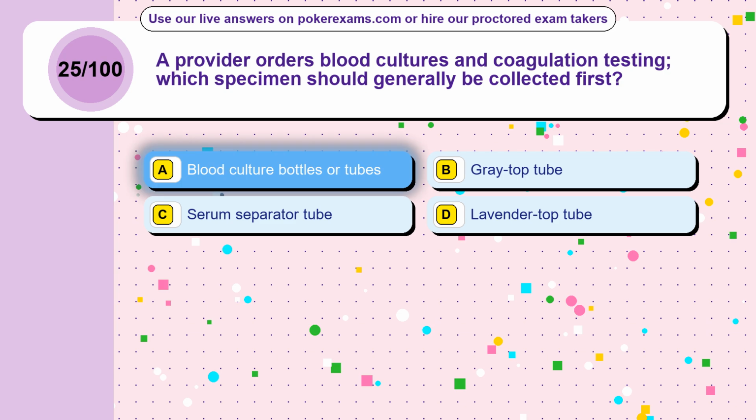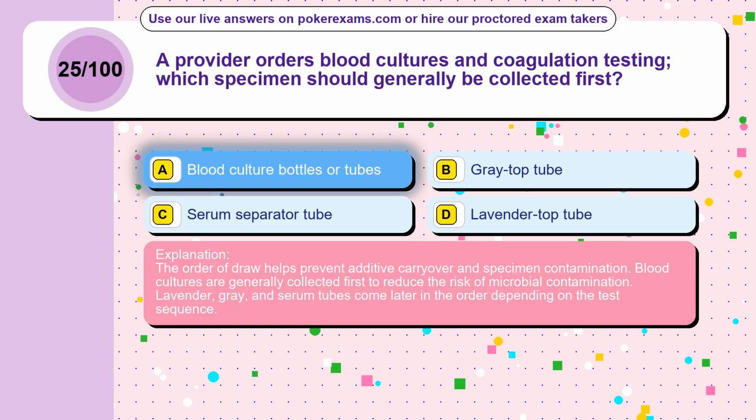The correct answer is option A, blood culture bottles or tubes. The order of draw helps prevent additive carryover and specimen contamination. Blood cultures are generally collected first to reduce the risk of microbial contamination. Lavender, gray, and serum tubes come later in the order depending on the test sequence.